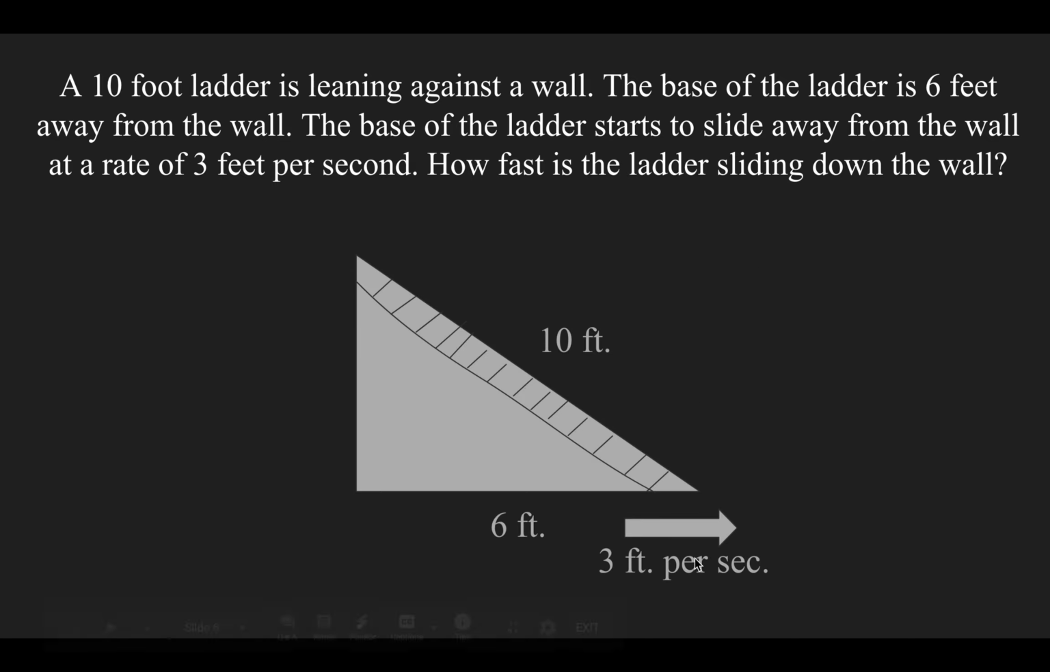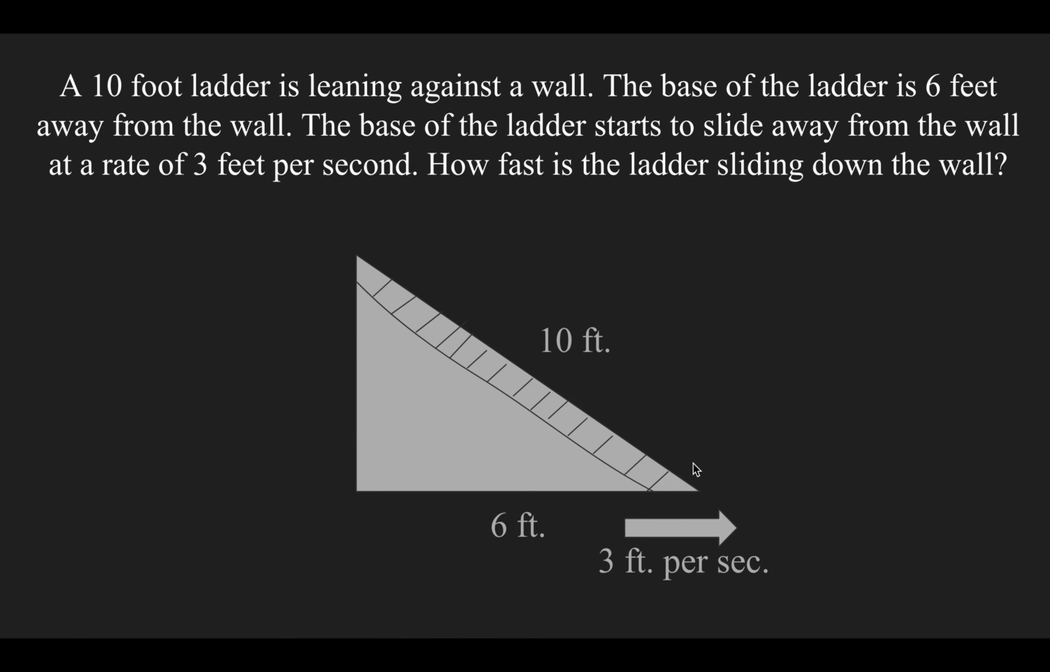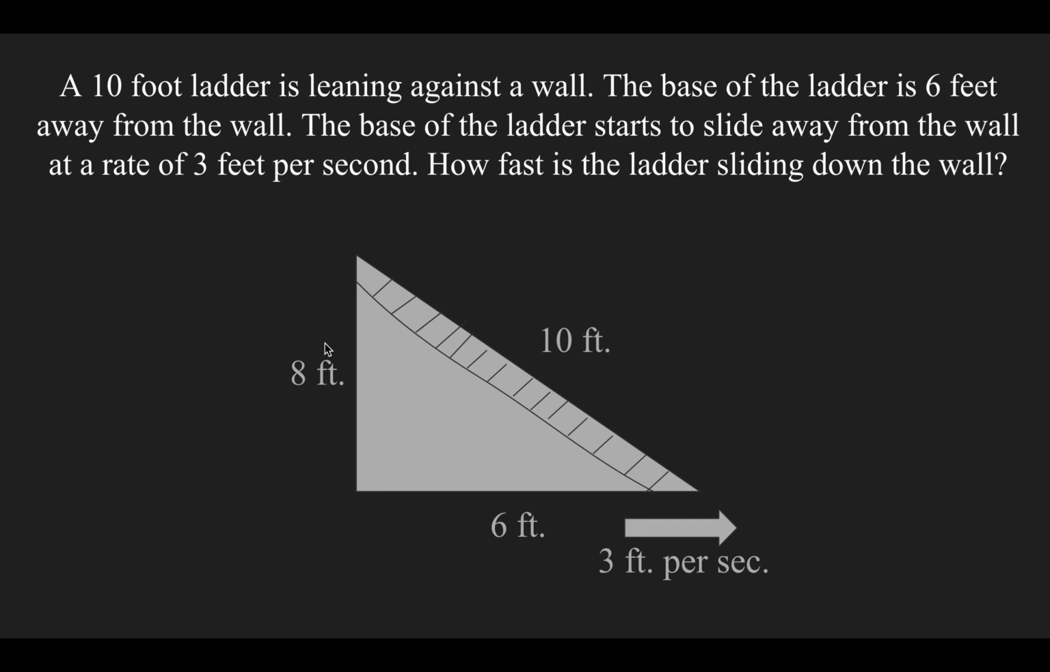So here's our triangle, right? This is my ladder. I know it's not a great ladder, but it's a ladder. And the ladder is 10 feet, and then it's 6 feet away from the wall. So this right here is the wall. It's sliding away at 3 feet per second. We know this. This is just what it gave us. So using a quick Pythagorean theorem, I figured out this is 8 feet right here. So the height is 8 feet.